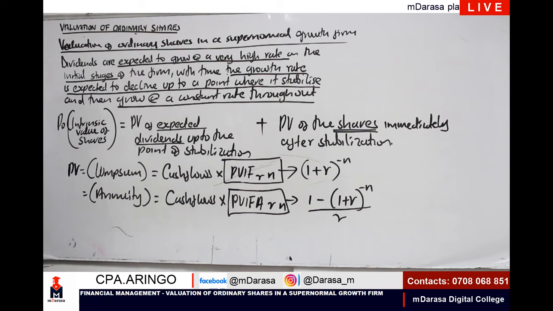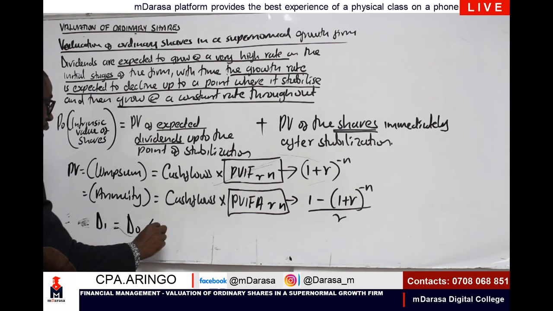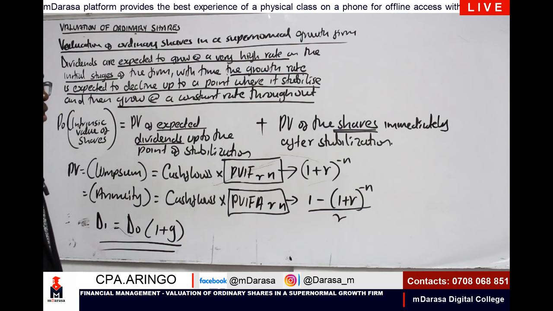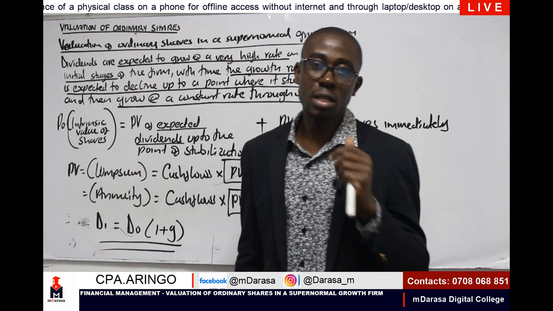What about the expected dividends? Recall, for us to determine the expected dividends, which we normally refer to as D1, D1 will always be equal to our current dividend D0 times (1 plus g). These are things that we did. This is just a reminder of what we handled last time. So these are very important concepts for whenever you're dealing with dividends, more so valuation in a supernormal growth firm. These are some of the items that should always be at your fingertips.